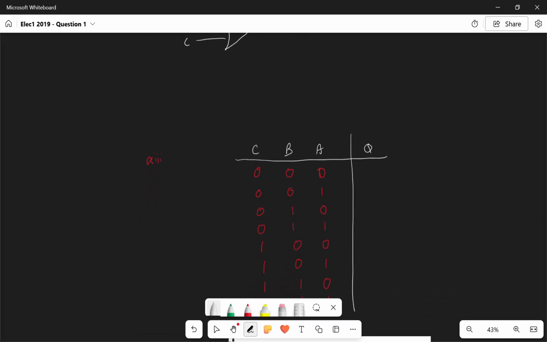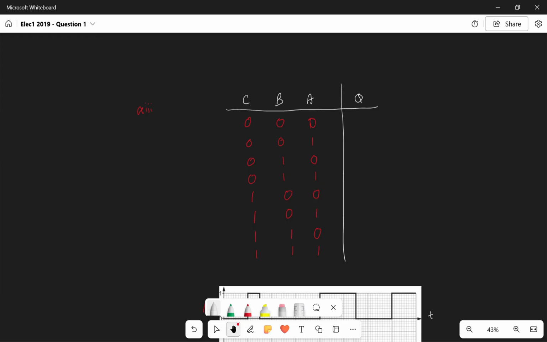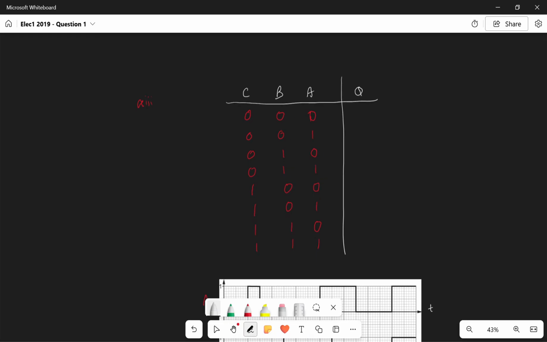Right, question 1A3. The first 3 graphs show signals applied to inputs A, B, and C of a 3-input NOR gate. Use the axis provided to sketch the resulting output Q. Now you might be wondering why we've got a truth table here, but the reality is if you want to do this question, the easiest way is to complete the truth table and then use that in order to draw the graph. Now a 3-input NOR gate is very similar to a 2-input NOR gate.